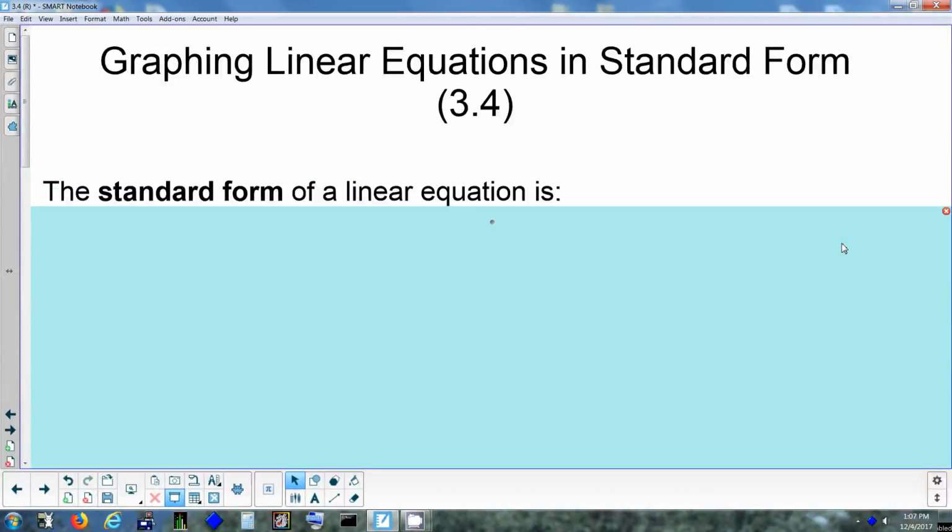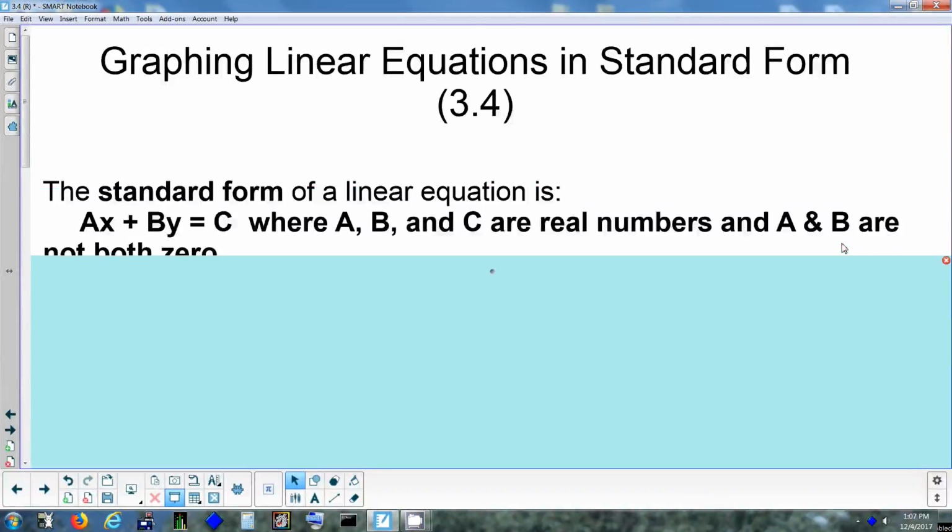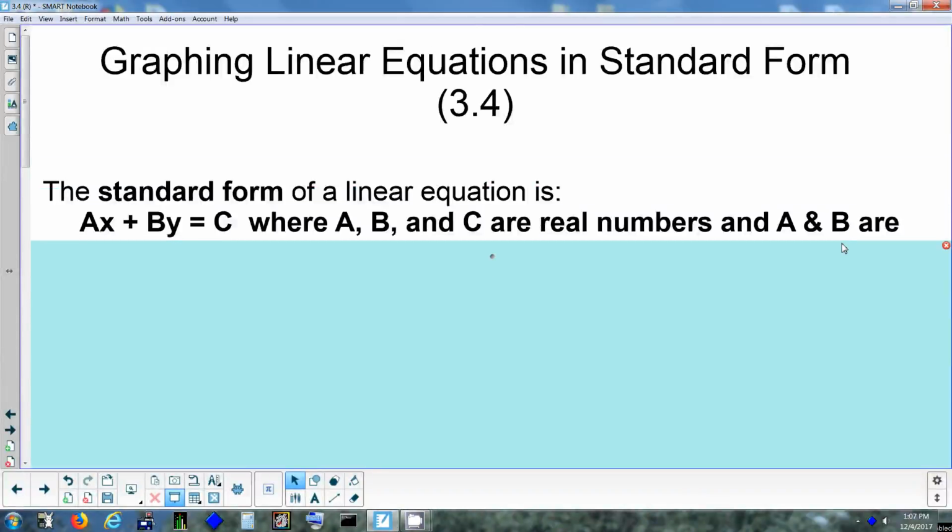All right, so when you graph linear equations, how many people remember y equals mx plus b? That's called slope-intercept form. That's a line, a little different than what we're doing. We're looking at what's called standard form.